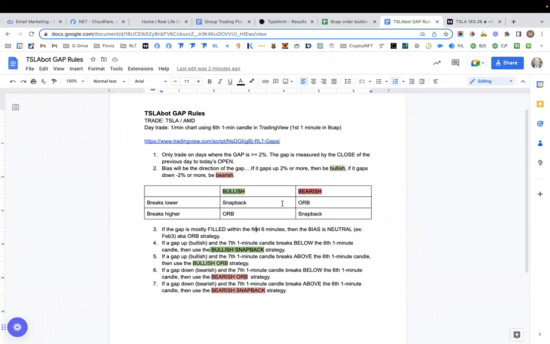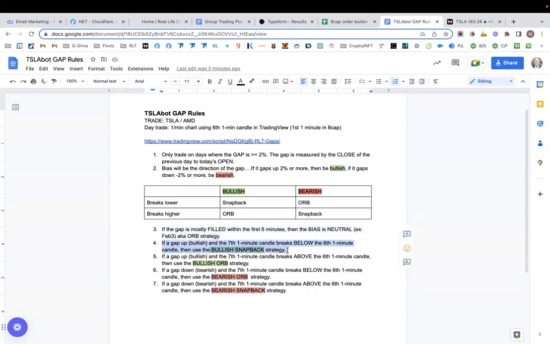So we demonstrated all 4 of these. The only difference is this rule here, number 3, is if the gap is mostly filled within that first 6 minutes and the bias is now neutral, aka the ORB strategy. And so you saw an example of that on February 3rd, where we gapped down, and then within 6 minutes we already filled the gap. So lots of buying coming in and pushing that price action higher.